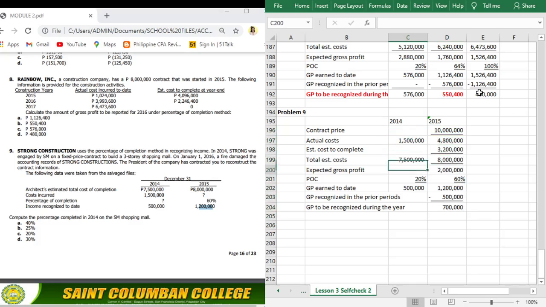Anhi na punta sa 2014. For the 2014, since this is still the first year, so there is no recognized in the prior years yet.